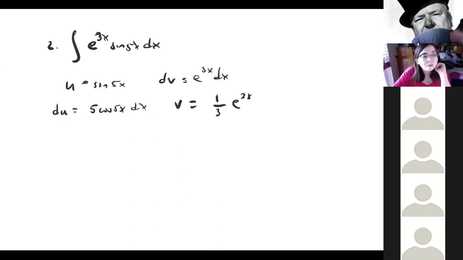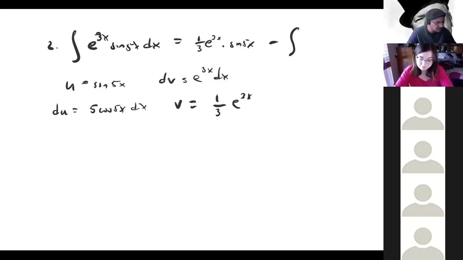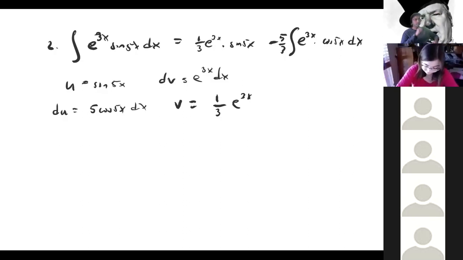And now, if we want to actually write down the integration by parts formula, we have to take u times v, which is 1/3 e to the 3x times sine 5x. I wrote v times u, but that's the same, minus the integral of, well, I'm going to bring the constants out. We have a 5, and we have a 1/3. That builds a 5/3 on the outside of the integral sign. And then what's left over is e to the 3x times cosine of 5x dx. Okay? All right.